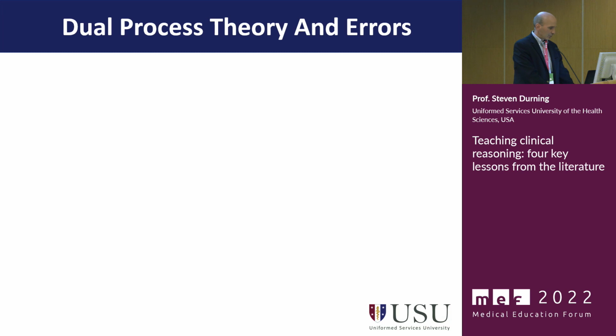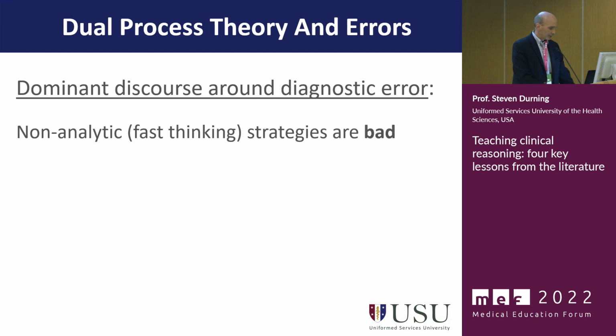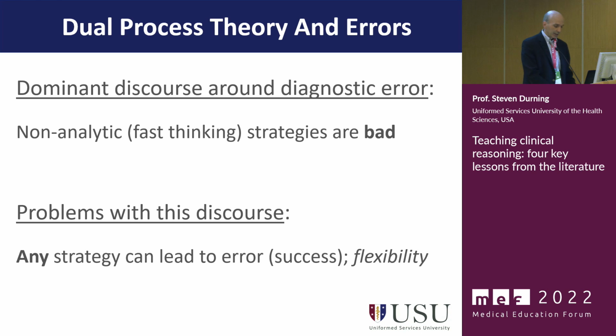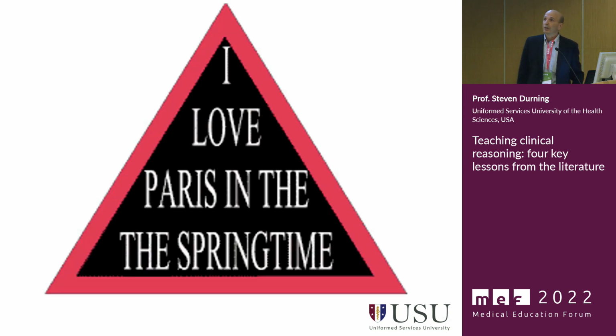All right, so what about dual process theory and errors? Unfortunately, the dominant discourse still exists around diagnostic error that non-analytic or fast-thinking strategies are bad. And I'd like to argue that any strategy can lead to error or success, and what we need is flexibility. And here's an example. I'd like you to read this slide for me out loud really quickly. Go ahead. Read it again, focusing in on each of the individual words.